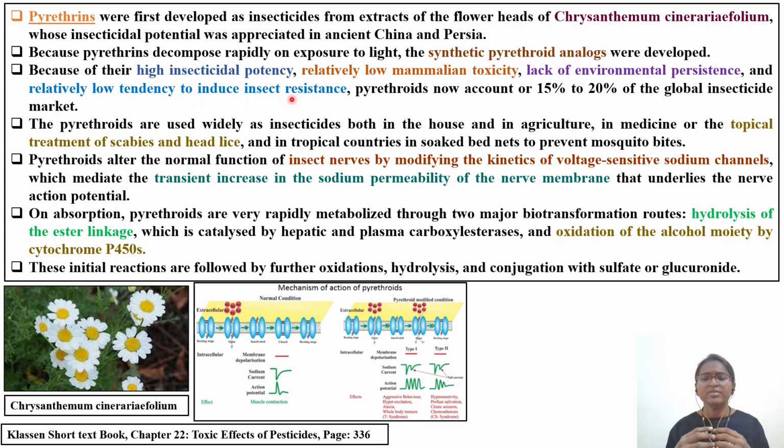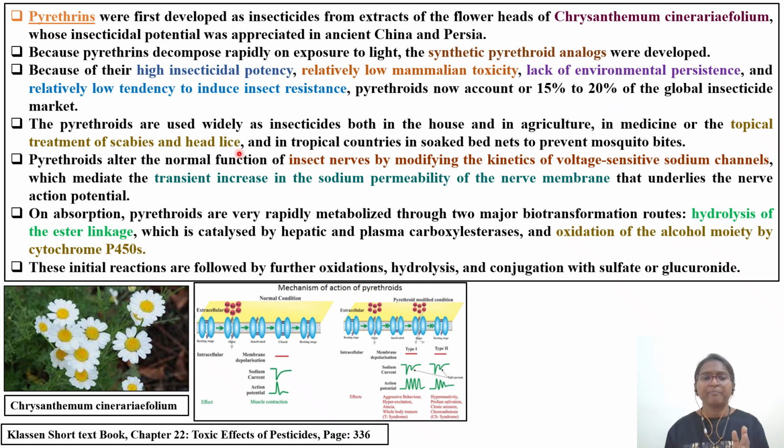Any organism, by nature, will try to survive, so they will create some kind of alterations in their morphology to survive. Insects will also do the same thing, but when compared to pyrethrins, they are less resistant. Pyrethroids now account for 15 to 20% of the global insecticide market. Pyrethroids are widely used as insecticides in the house as well as in agriculture. They have some applications in the medical field also. They are used for scabies and to kill head lice.